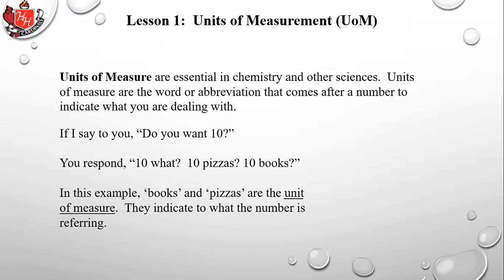If I say to you, do you want 10? You respond, 10 what? 10 pizzas? 10 books? What are you talking about? In this example, books and pizzas are the unit of measure. They indicate to what the number is referring, to what object, to what thing the number is referring.